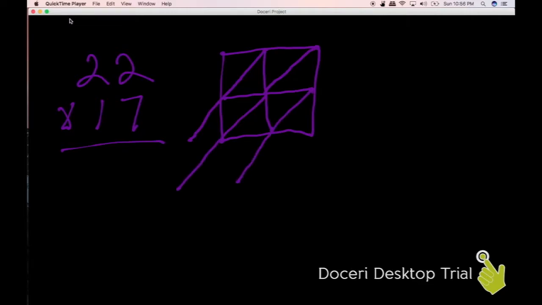Then what we're going to do is separate the digits by tens and ones. So obviously 22, this is equivalent. We go 2 will go for the tens column and 2 for the ones column. We also have 1 for the tens column and 7 here.